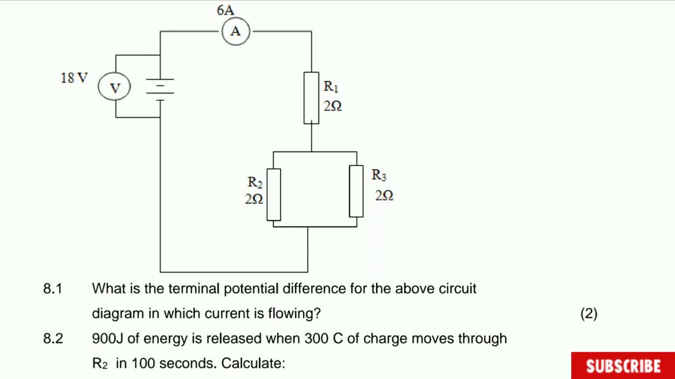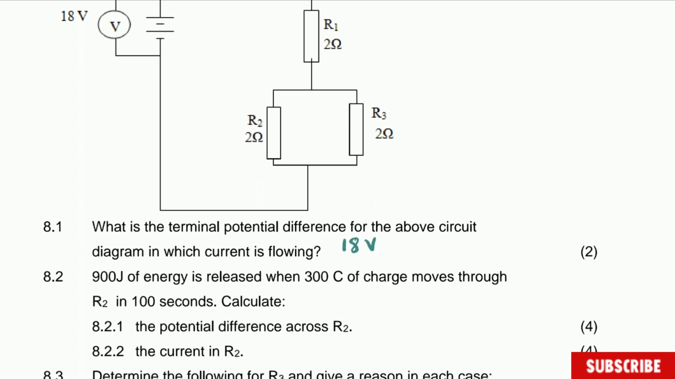And guys, remember the terminal potential difference is the EMF, or the potential difference of the battery when the circuit is working, when the circuit is closed like this one. So the terminal potential difference for this question is going to be 18 volts. That is the terminal potential difference of the circuit.